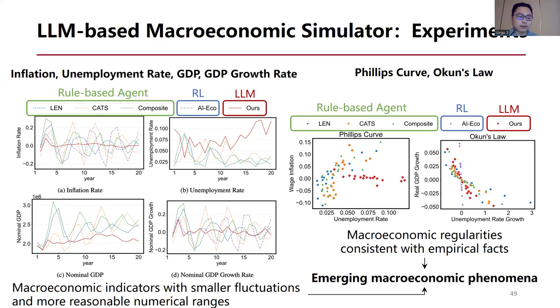And we show that the macroeconomic indicators have smaller fluctuations and more reasonable numerical ranges when generated by our LLM-empowered agents. Also, we observe the macroeconomic regularities are more consistent with the empirical facts from the real world. So we choose the Phillips curve and Okun's law, two very representative trends observed from real world data. So our method, empowered by LLM-based agents, can better reproduce the real world phenomena from the macroeconomic perspective.